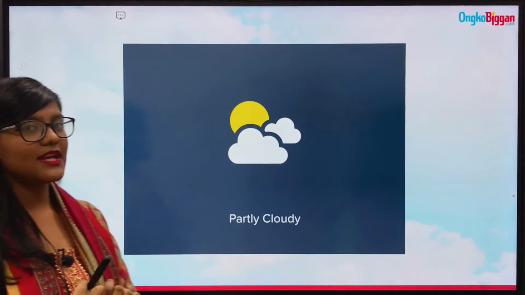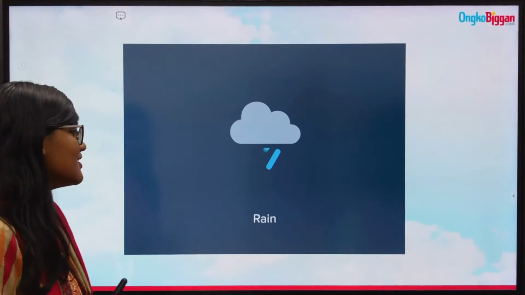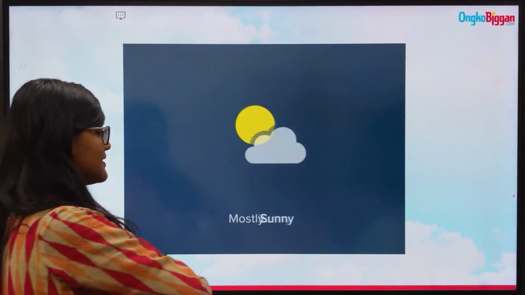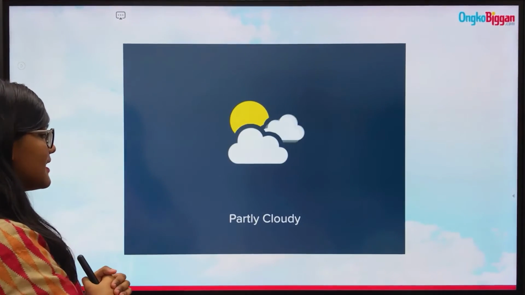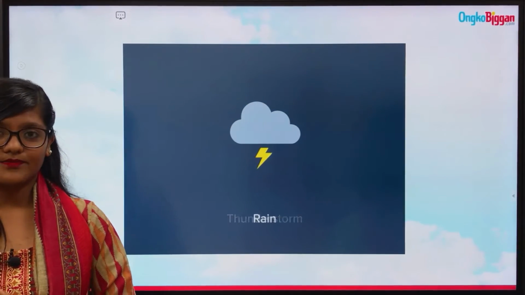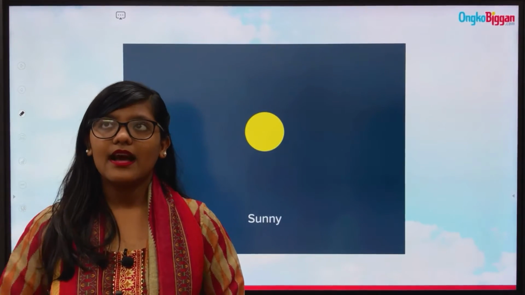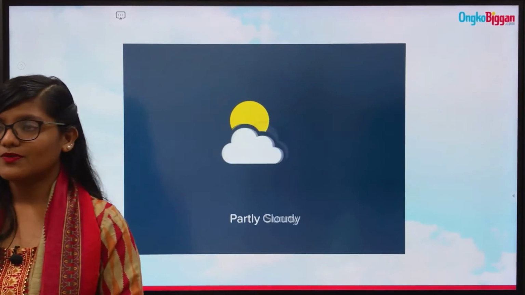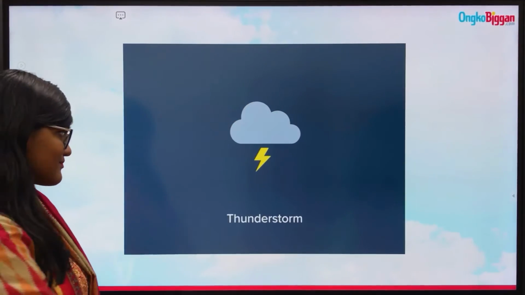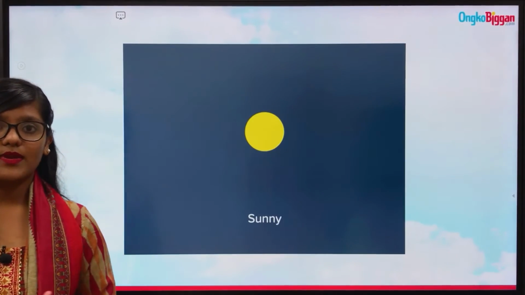So sometimes we see this type of icon in our phone, that today we have this type of sign like flurries, snow, sunny, mostly sunny, partly cloudy, mostly cloudy. So this indicates the weather forecast to us, whether it is going to be a sunny day, whether it is going to be a cloudy day or mostly cloudy. So these symbols actually symbolize the weather factor.